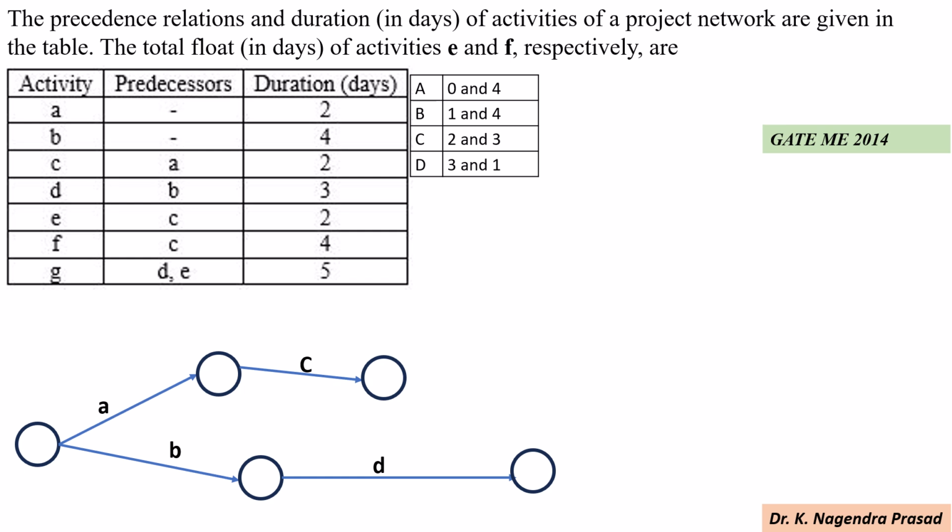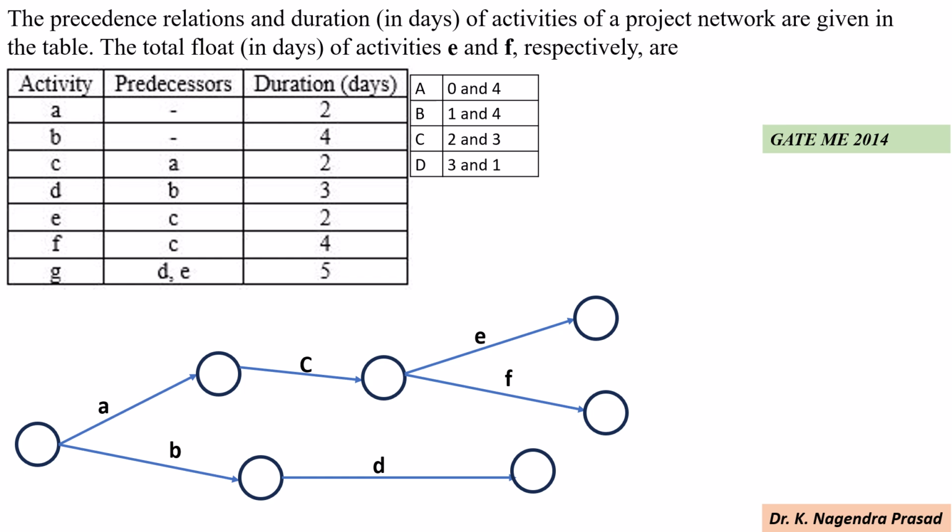Next, activities E and F. For these activities, C is the immediate predecessor. So E and F start immediately after completion of activity C. So draw the activities E and F like this.